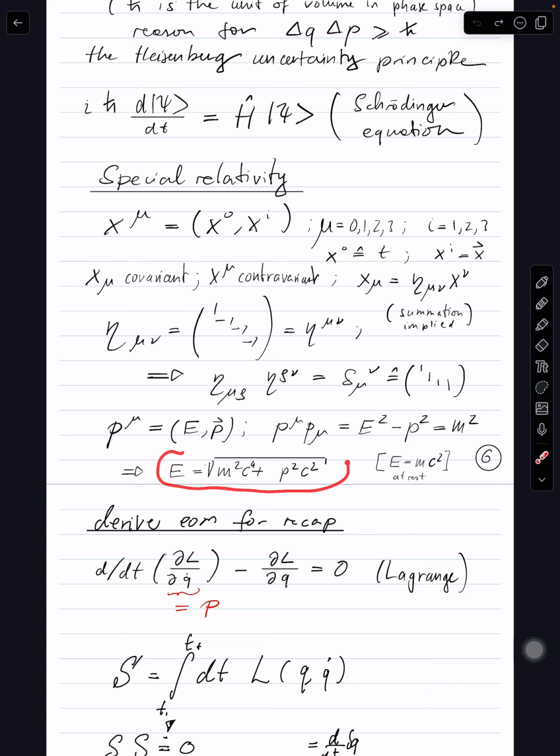Now we can restore the speed of light just for familiarity. If we take the square root, E is the square root of m squared c to the fourth plus p squared c squared. This is just the relativistic energy-mass-momentum relation. Setting the momentum to 0 for a particle at rest, this term goes away, and we can take the square root and find that E is just mc squared. This is the famous Einstein formula for the energy-momentum relation.